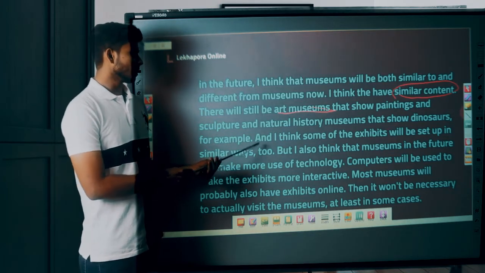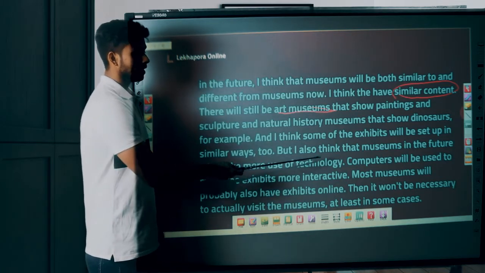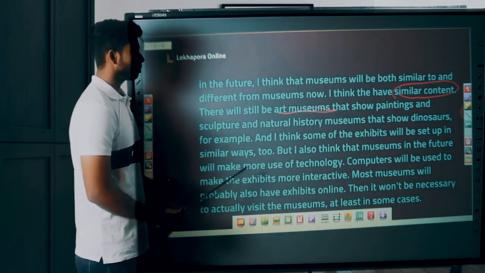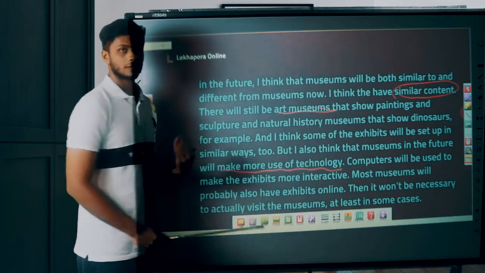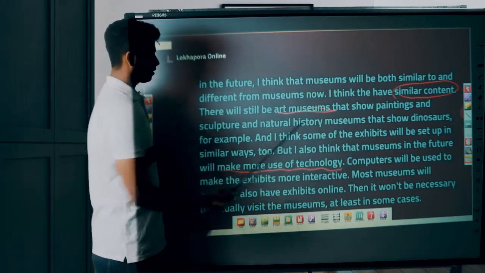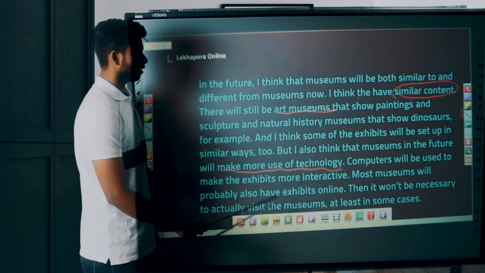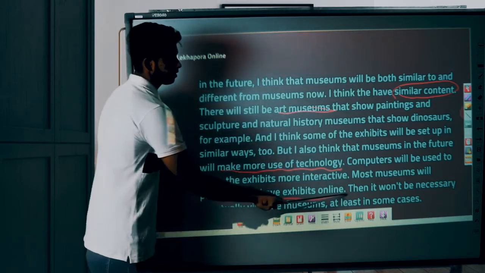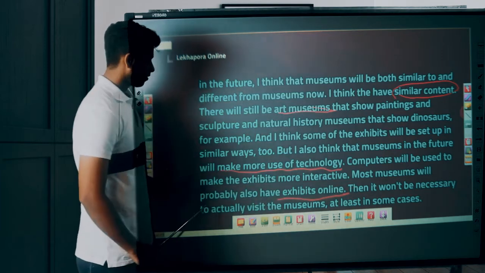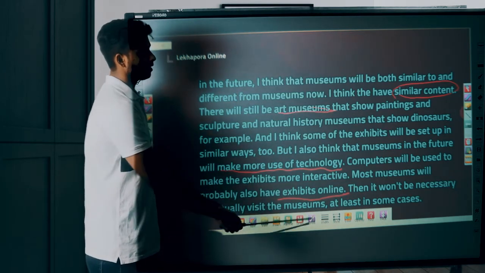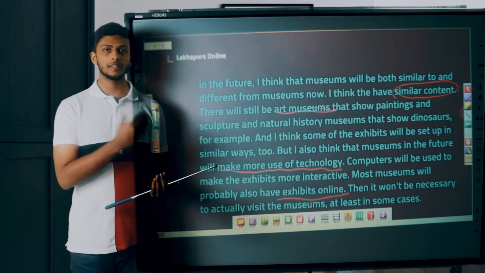Then I said, and I think some of the exhibits will be set up in similar ways too. But I also think that museums in the future will make more use of technology. So more use of technology is my first difference. Then computers will be used to make the exhibits more interactive. Most museums will probably also have exhibits online. So this is another difference. Then it won't be necessary to actually visit the museums, at least in some cases. So that's how you should answer this type of question.